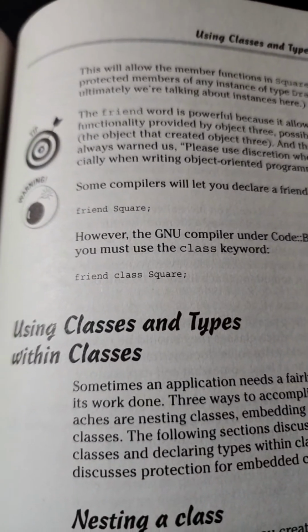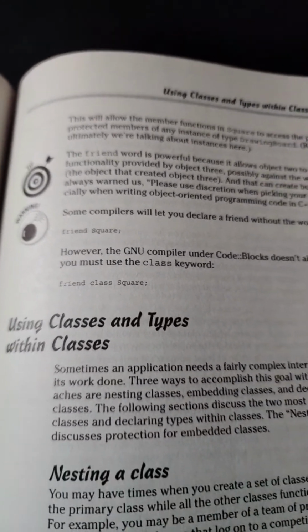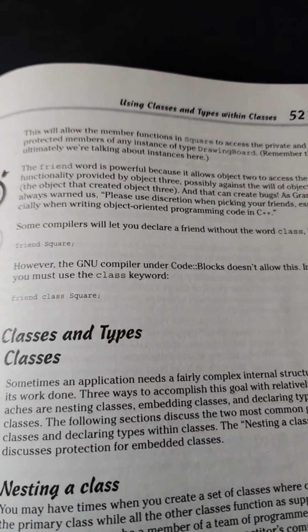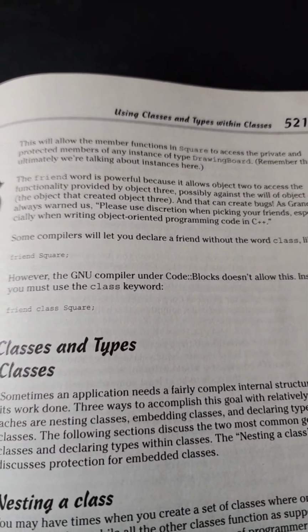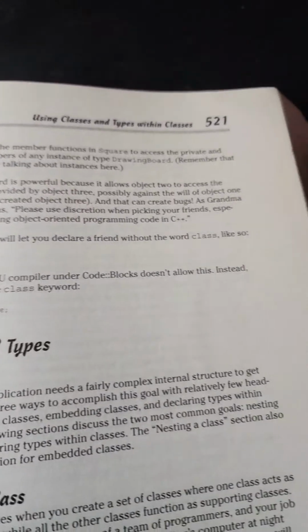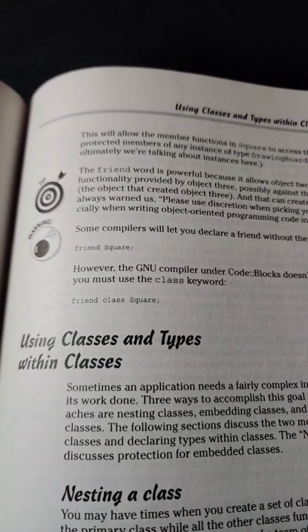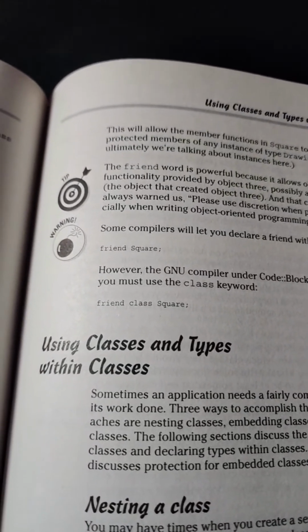Warning: some compilers will let you declare a friend without the word class, like so. Friend Square. However, the GNU compiler under Code::Blocks doesn't allow this. Instead, you must use the class keyword: friend class Square.